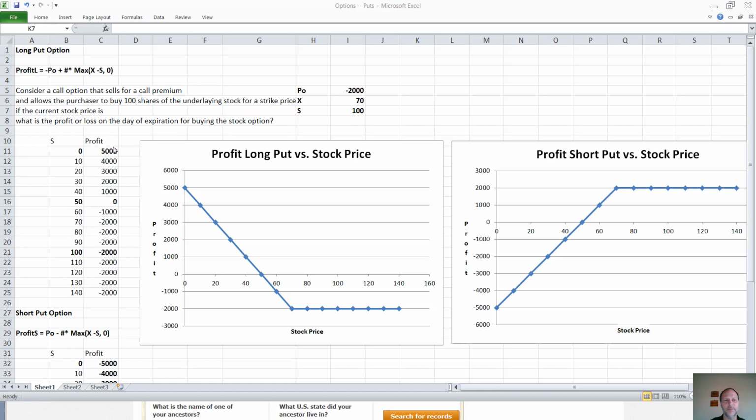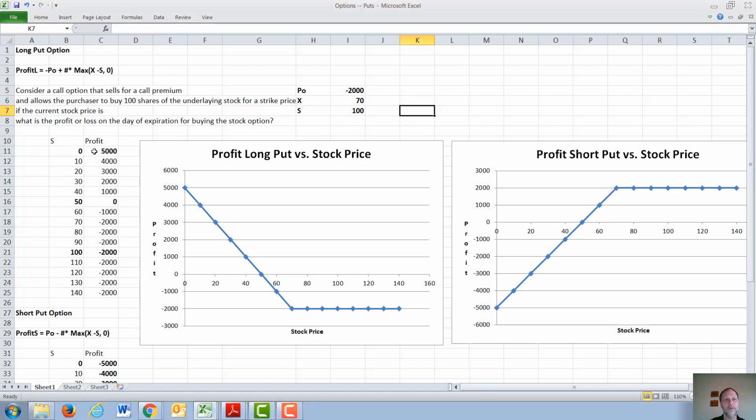Well, we can calculate the profit for a whole variety of stock prices, here ranging from 0 to 140. And we do this with the Excel formula here. The price we pay for the put option plus 100 times max of the strike price, 70, minus the stock price, comma, 0. So if the stock goes bankrupt, you get your maximum profit, in this case, of $5,000.